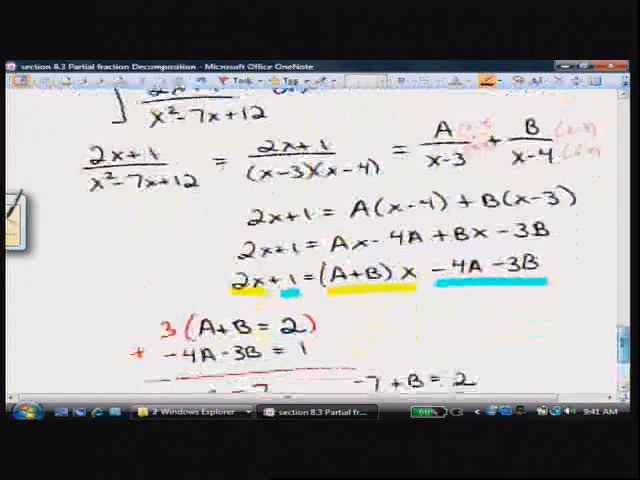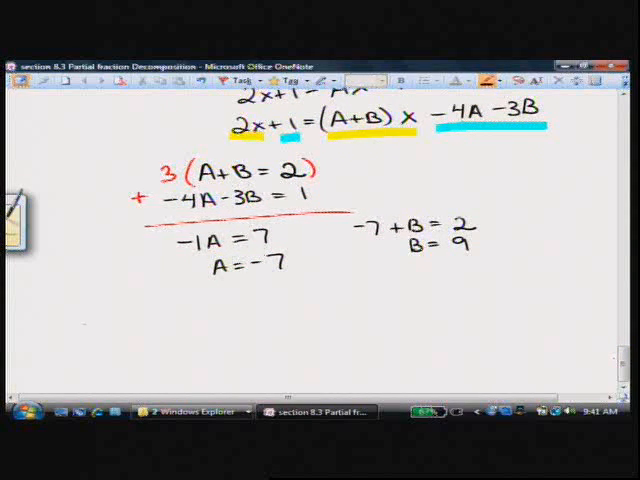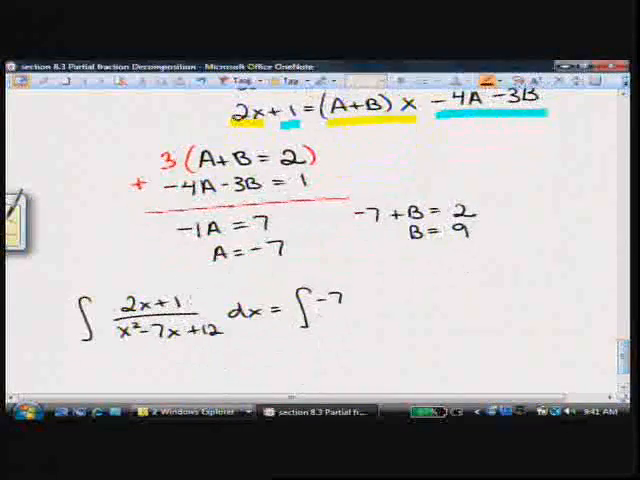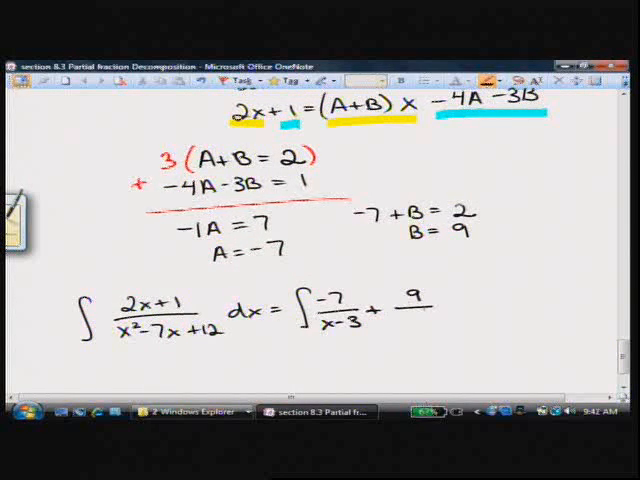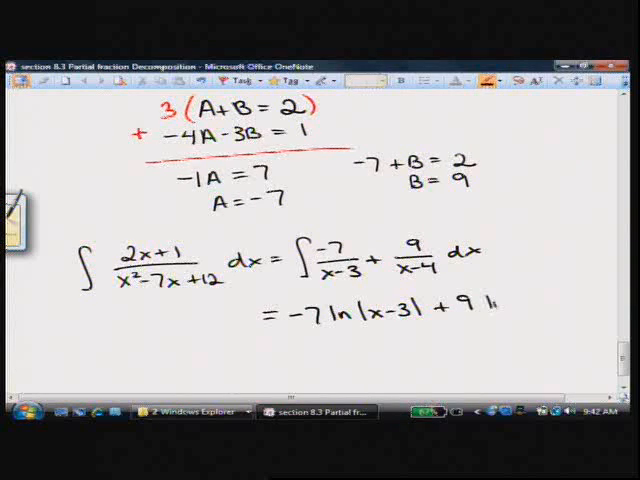So that means we can write (2x plus 1) over (x squared minus 7x plus 12) as negative 7 over x minus 3 plus 9 over x minus 4. So the integral of 2x plus 1 over x squared minus 7x plus 12 dx is equal to the integral of negative 7 over x minus 3 plus 9 over x minus 4 dx. And this now we can integrate. This will be negative 7 ln absolute value x minus 3 plus 9 ln absolute value x minus 4 plus C. Does that make sense? A little bit of sense?